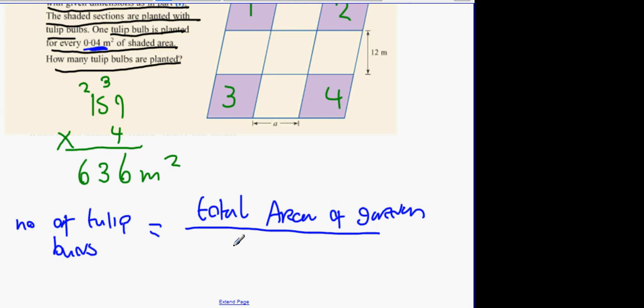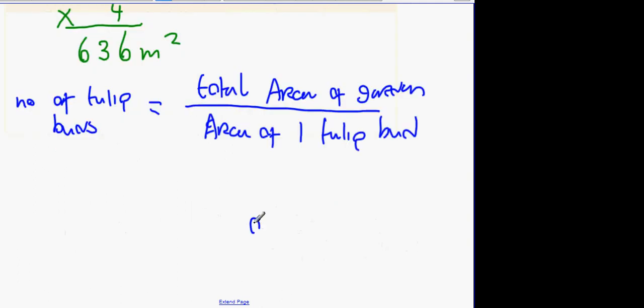What's 0.04 in the English language? Luca, what does 0.04 represent in this question? If you read it. It's the area of 1 tulip bulb, okay? Now Joey, you're going to have to divide 636 by 0.04. How would you go about doing that? What could you multiply the top and bottom by? Stephen, what could you multiply the top and bottom by?